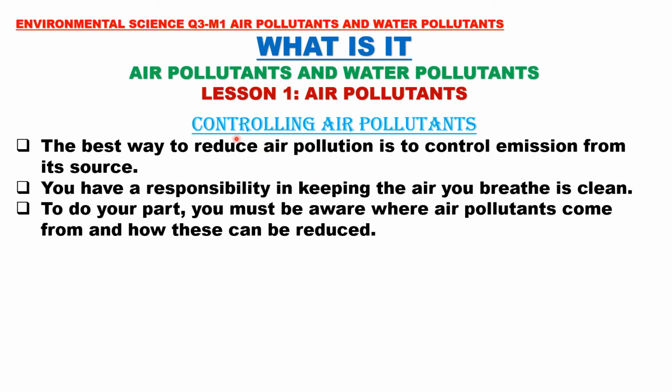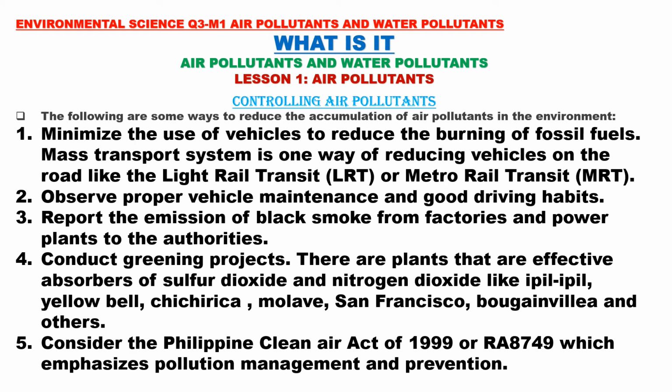So, how do we control air pollutants? The best way to reduce air pollution is to control emission from its source. So, you have a responsibility in keeping the air you breathe clean. To do your part, you must be aware where air pollutants come from and how this can be reduced. The following are some ways to reduce the accumulation of air pollutants in the environment.